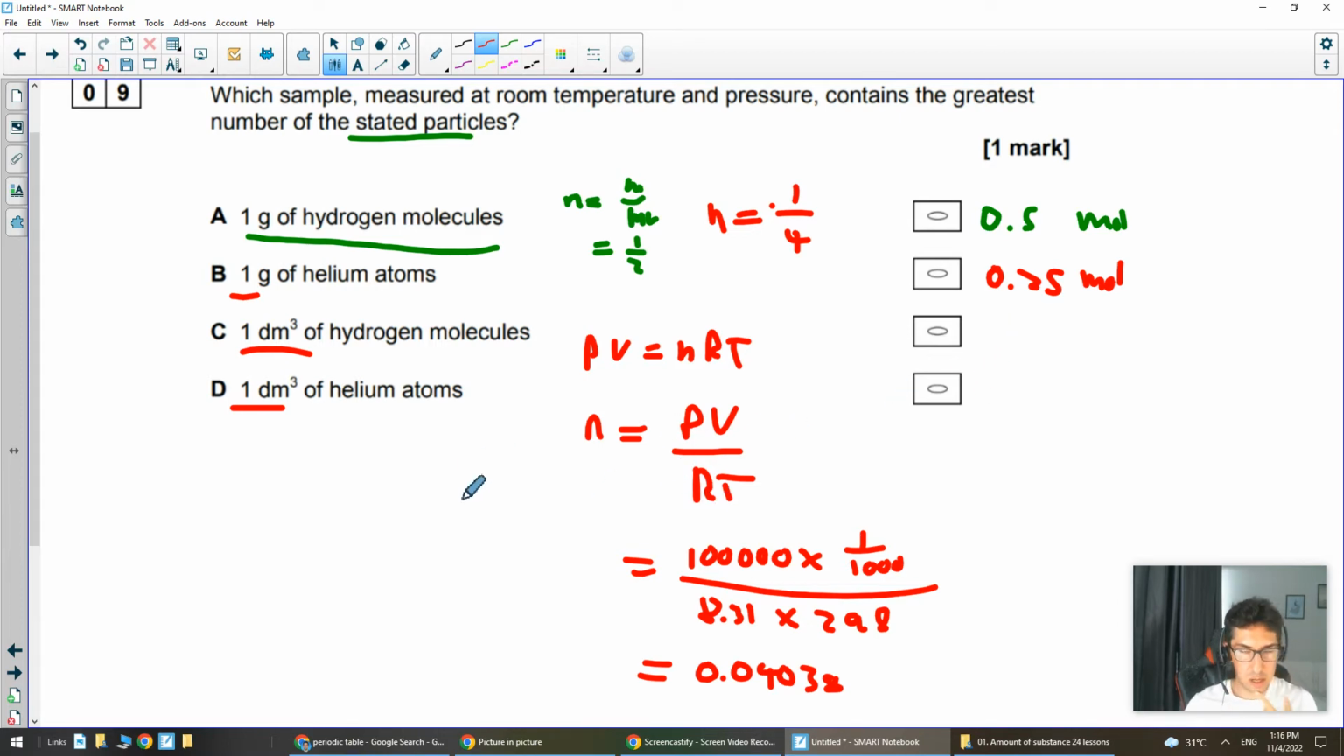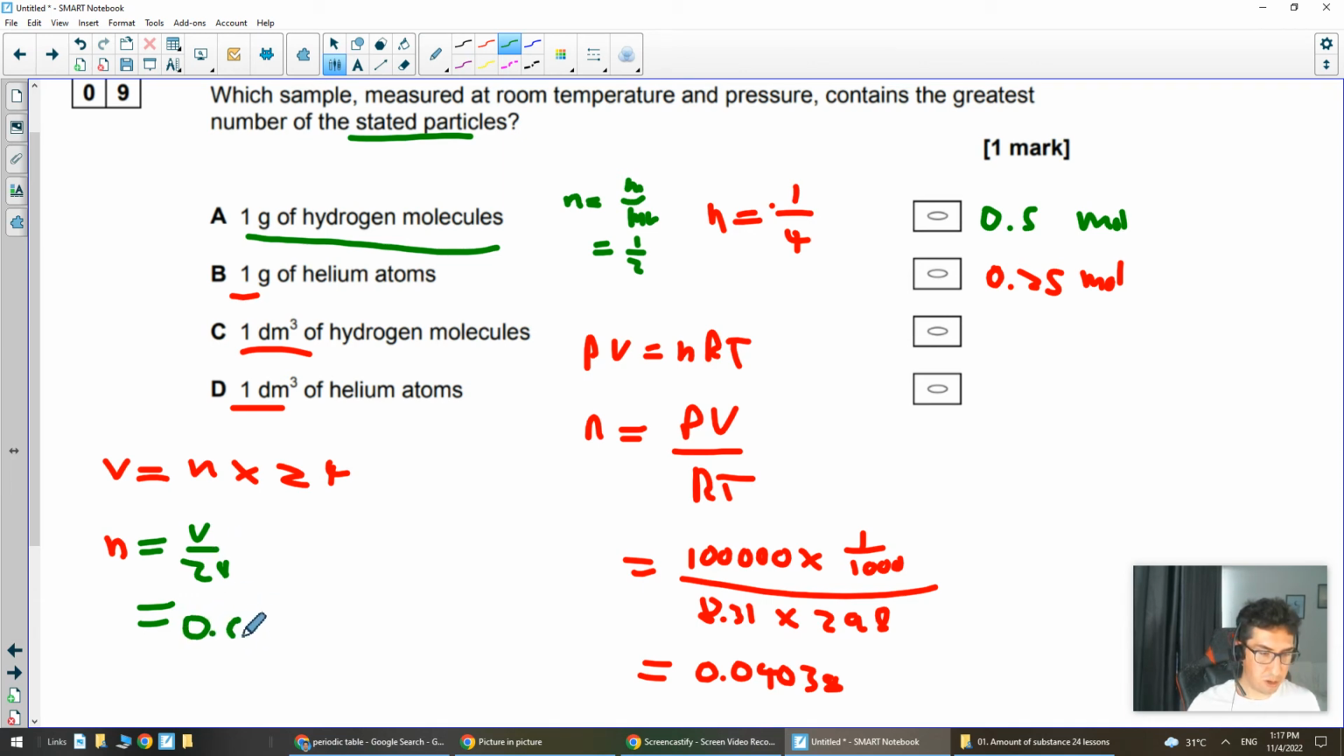There's actually a quick way of doing that. So in GCSE, you may remember being taught that volume equals moles times 24. This works here, so it's not as accurate as this equation here, but this works for standard room temperature and pressure. So therefore, moles would equal volume over 24, which is 1 over 24, because this is in dm cubed. So this one comes out as 0.04167. So very, very similar. So either way, this one's coming out to about 0.04.